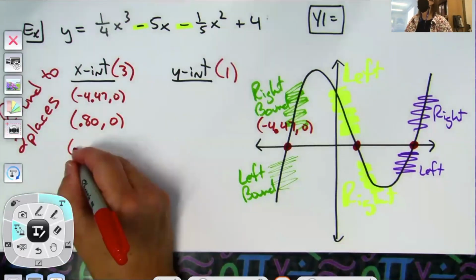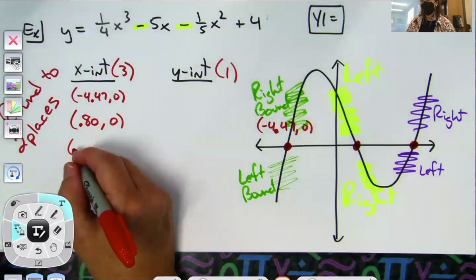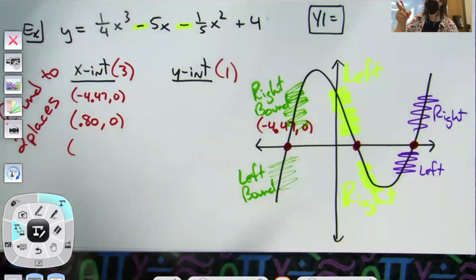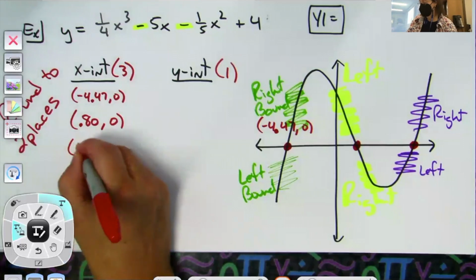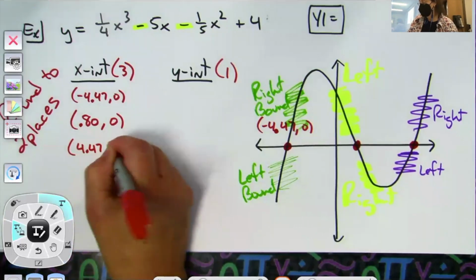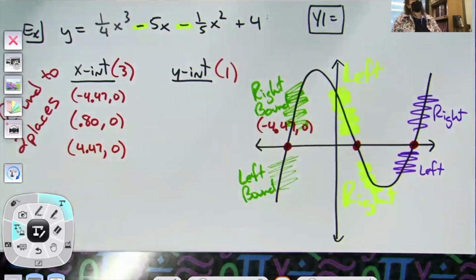Oh, say that again. 4 point. I did not get 4.55. I got 4 point. What'd you get? 4.47. Okay, so again, another 4.47. Okay, it takes practice. Practice, practice, practice.